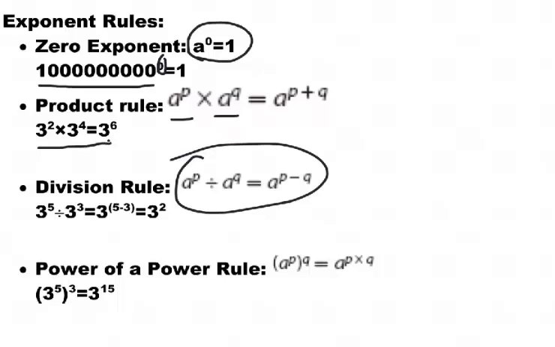The next rule is the power of a power rule. This means that a exponent p, all exponent q, is the same as a exponent, the product of p and q, p times q. So 3 exponent 5, all exponent 3, is the same as 3 exponent 5 times 3, which is 3 exponent 15.